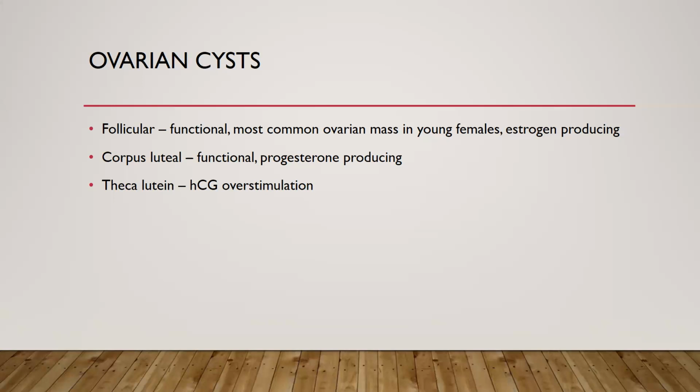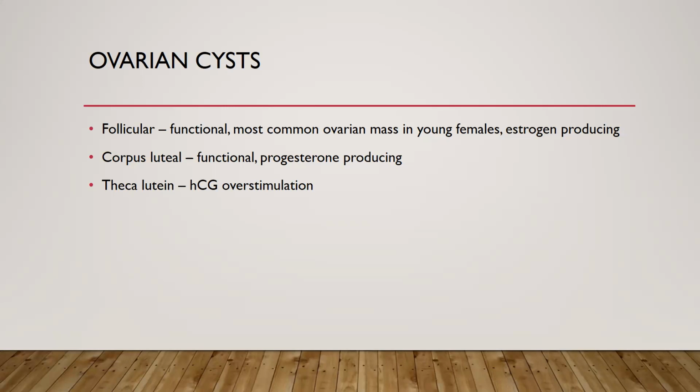The follicular is going to be your functional or your physiologic cyst. It's the most common ovarian mass of young females. It typically is estrogen producing. The cause is the failure of the mature follicle to actually rupture and for ovulation to take place. So instead of the mature follicle rupturing and ovulation happening, that mature follicle continues to grow and becomes your cyst. Typically, they'll resolve spontaneously. Rupturing and torsion would be your 2 complications.